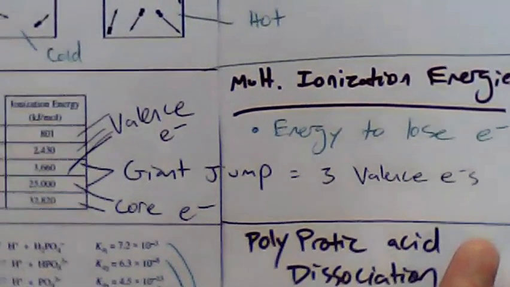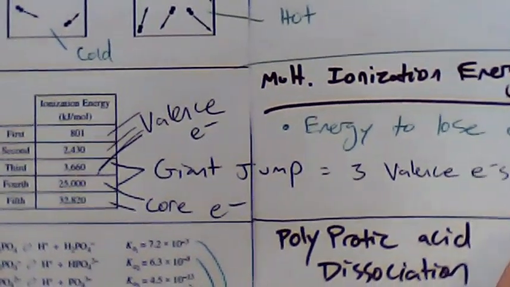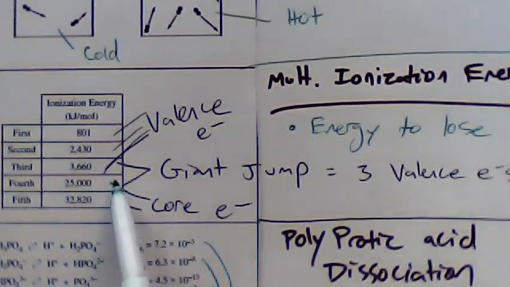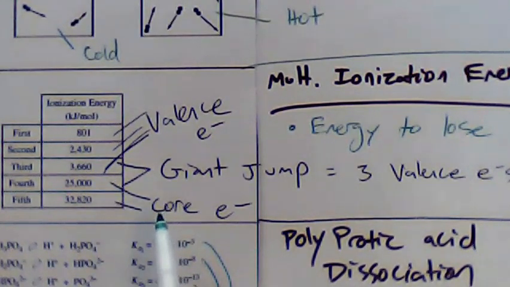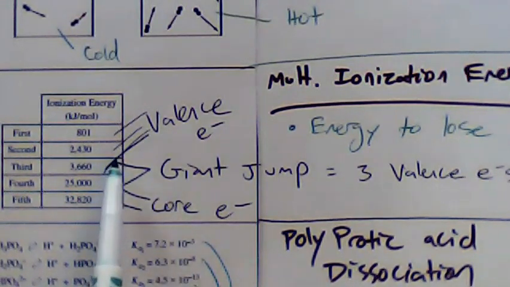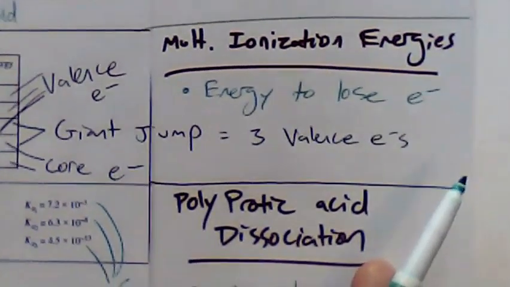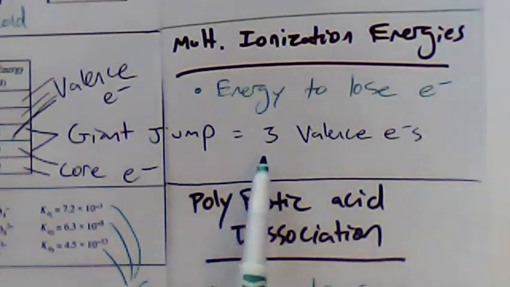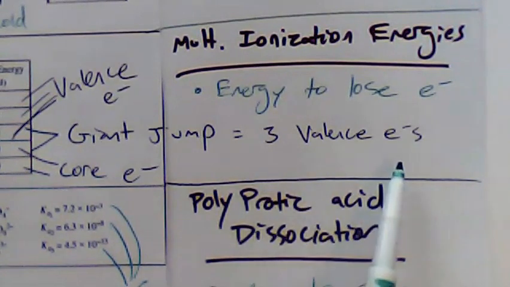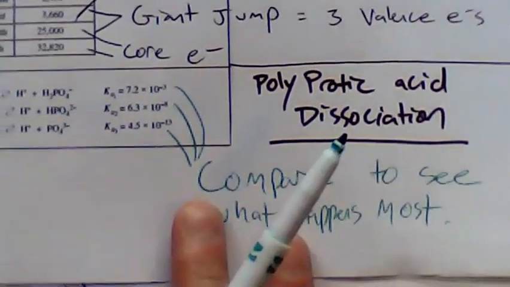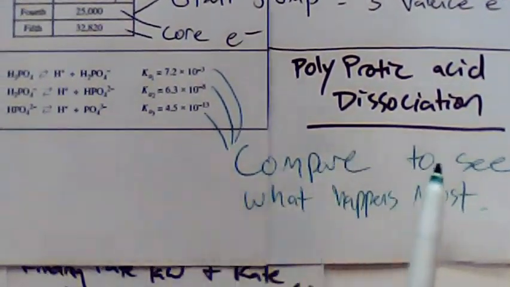Moving on, ionization energies. So when you look at a table that has ionization energy, see how there's a giant jump between the third and fourth ionization energy? That relates to valence electrons versus core electrons. So it's relatively easy to lose your valence electrons. It is very difficult to lose core electrons. So that all relates to each other. So that would say this thing is probably in group 13. It has 3 valence electrons.